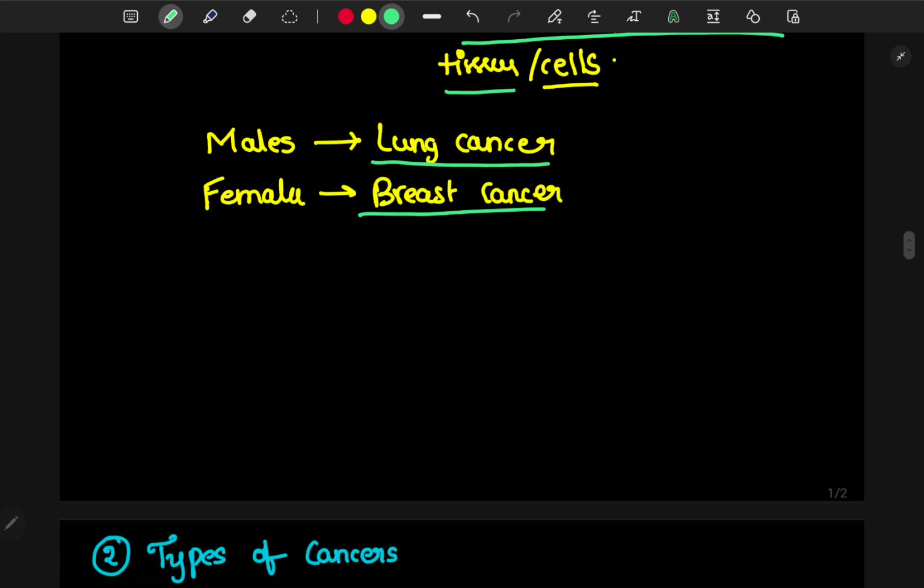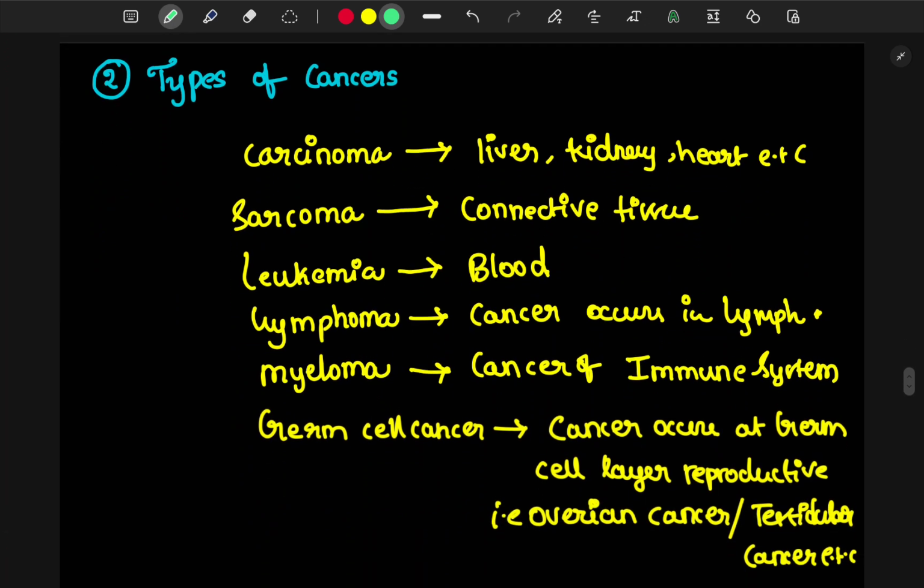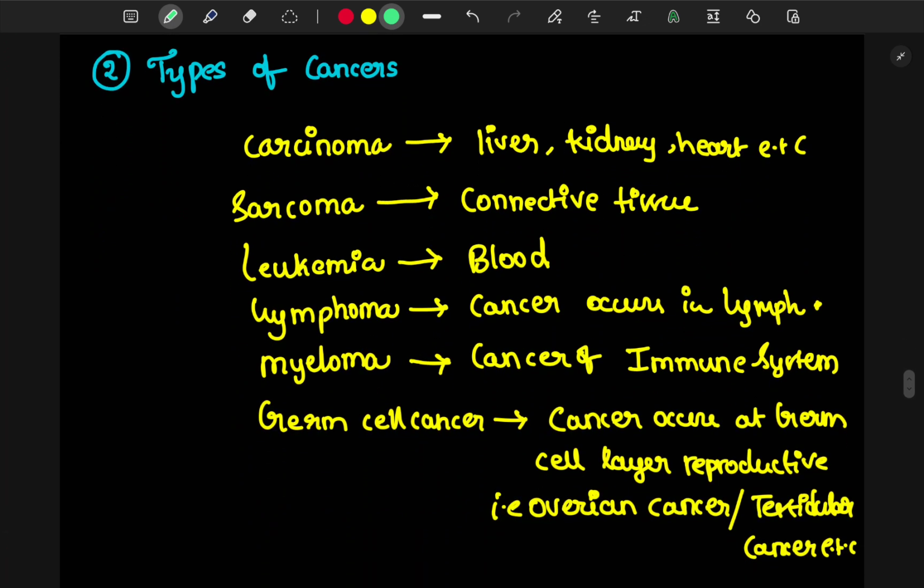Next, types of cancers. These types of cancers are based on the location of the cancer that was proliferated in the human body. See here, the cancer that occurs in the liver, kidney and heart and some major organs is called the carcinoma. The cancer that occurs in the connective tissues is called sarcoma, that means muscle, bones, etc.